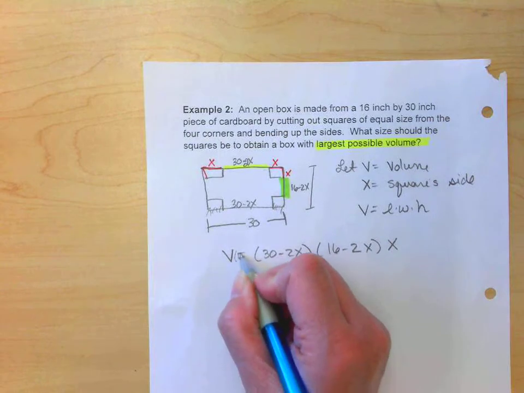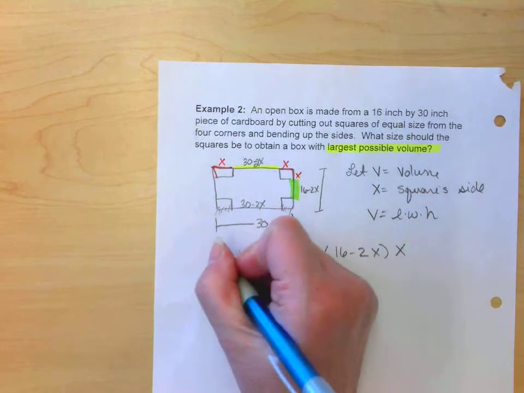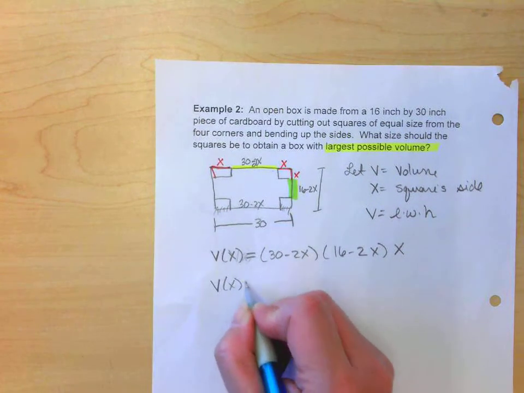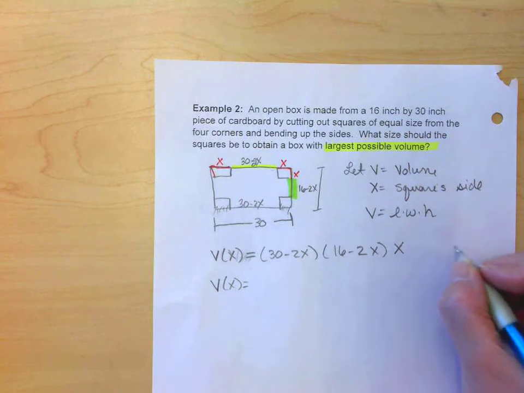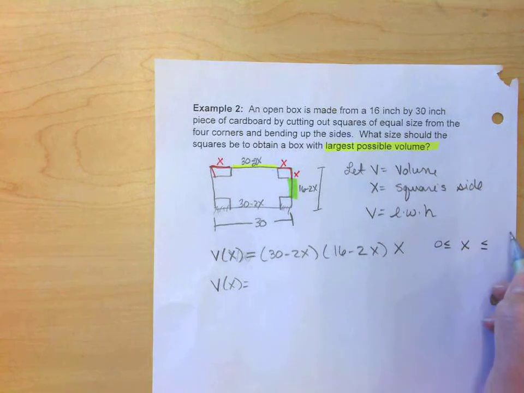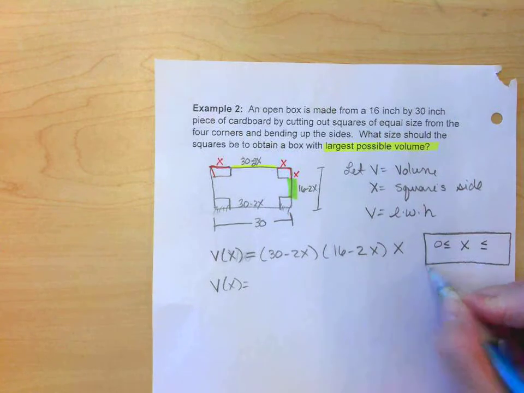Probably a better way to state this is to write it as V of x, the volume with respect to x, where x is the length of that side. I can multiply this out to simplify it so that I can next find the first derivative. Let's remember to state what our constraints are. What's the biggest and smallest x possible?